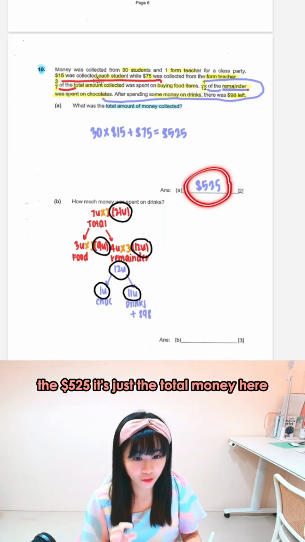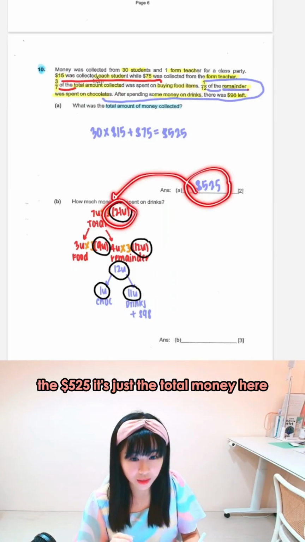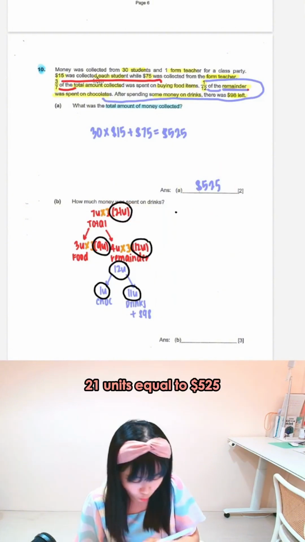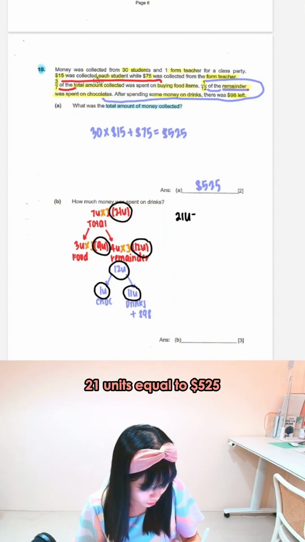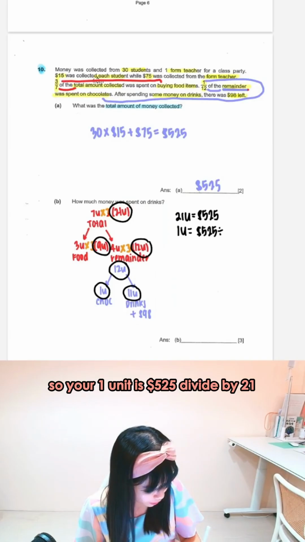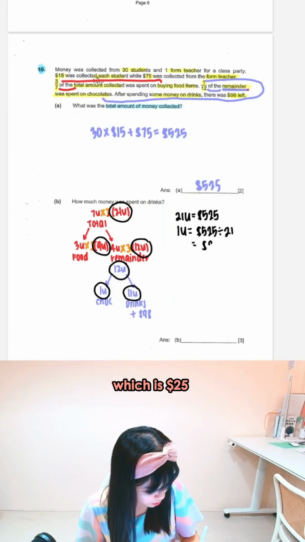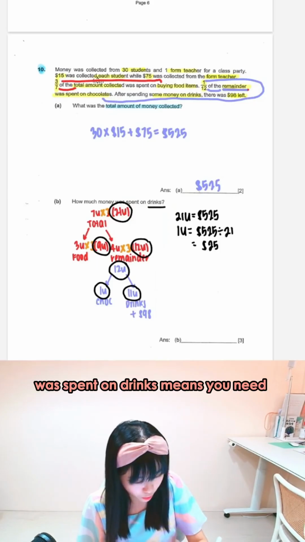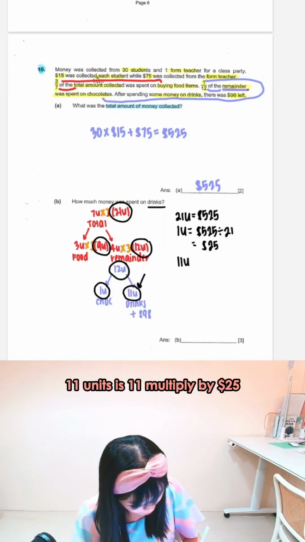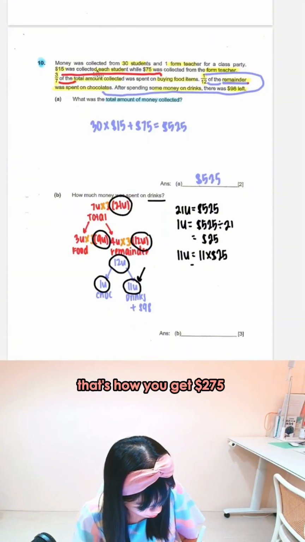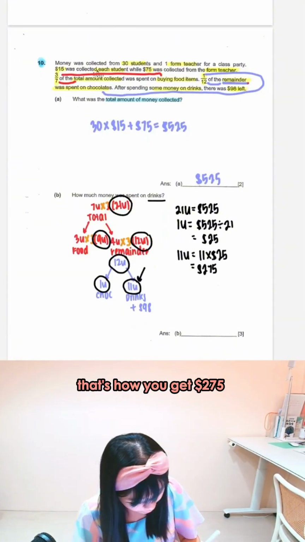All the money here, the 525, is just the total money before it got spread out to buying the food, chocolate and drinks and the left. 21 units equals $525. So your 1 unit is 525 divided by 21, which is 25. Now, if you want to find out how much money was spent on drinks, you need to focus on this part here. 11 units is 11 multiplied by $25. That's how you get $275.